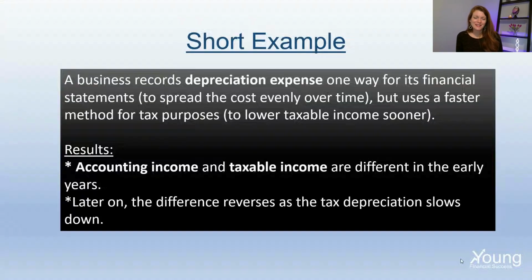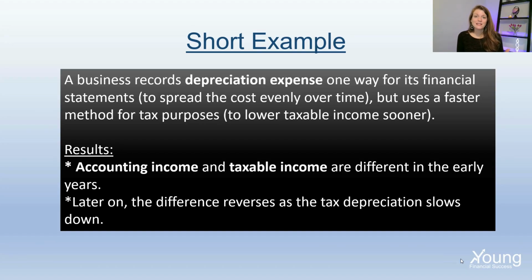So a short example, just to introduce you to this: if a business records depreciation expense one way for its financial statements, spreading it across evenly with straight line depreciation, but uses a faster method for tax purposes in order to lower its taxable income early on, then accounting income and taxable income are different in those early years. Later on, the differences reverse as the tax depreciation slows down.